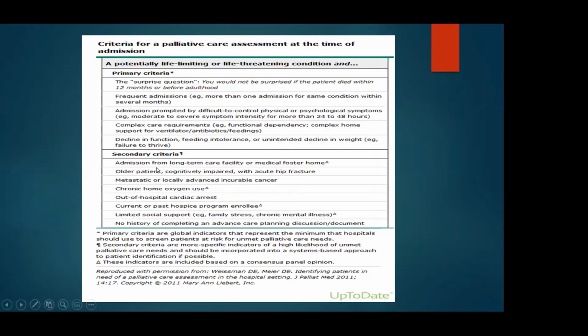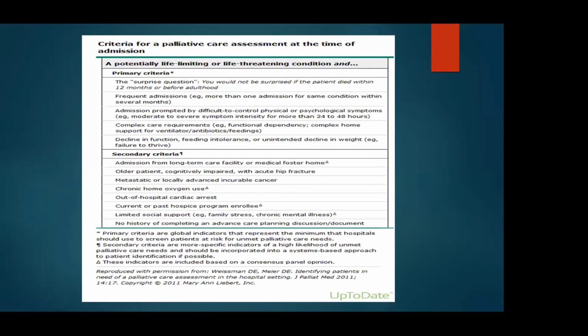The secondary criteria: admission from a long-term care facility or medical foster home, which doesn't happen so often in our country. Older patient, metastatic or locally advanced cancer, chronic oxygen use, out-of-hospital cardiac arrest, current or post-hospice program enrollees, and limited social support or no history of completing advance care planning. So these are all probably US-based, not even UK, because they have this insurance system working there.